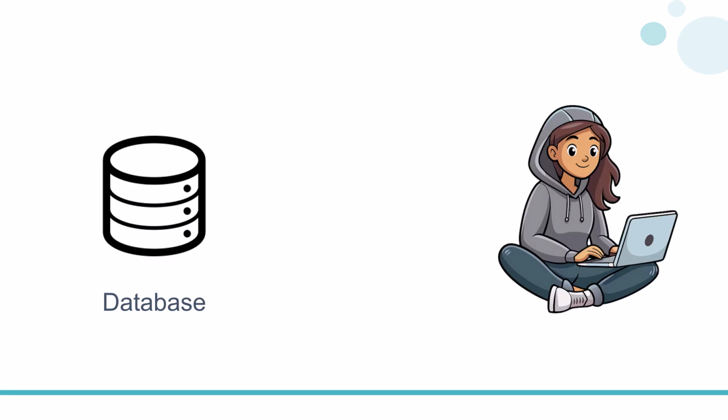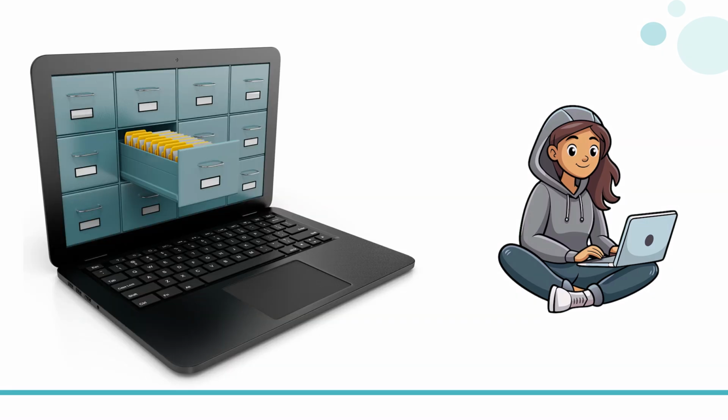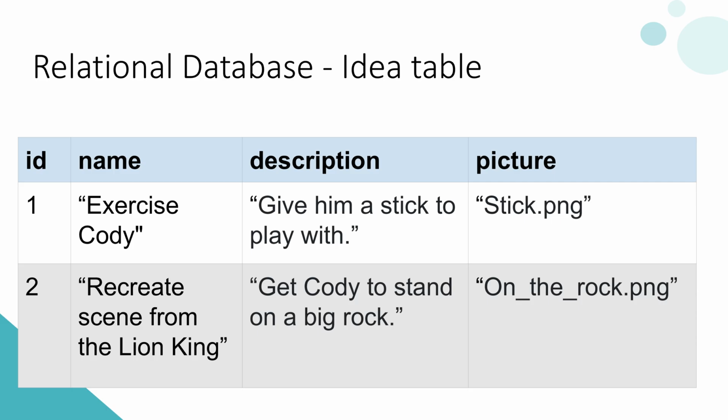It turns out that information about her ideas is stored in a database, and that cylinder is the symbol for database. A database is like a digital filing system that helps Zoe store, organize, and retrieve information efficiently. Zoe learned that the data for her ideas was being stored very similarly to a spreadsheet, using columns and rows to arrange the data, and that it was a relational database.